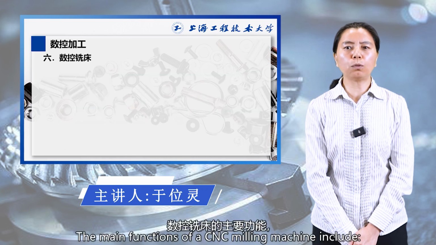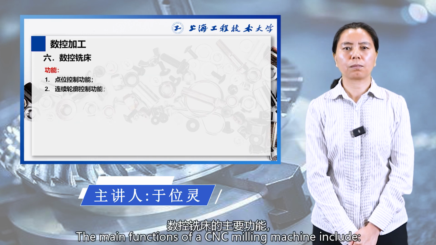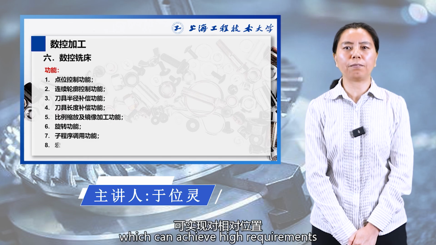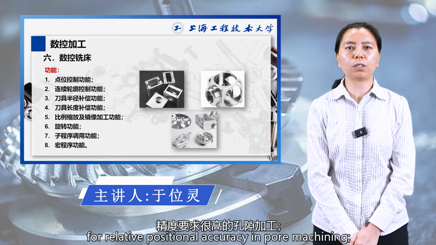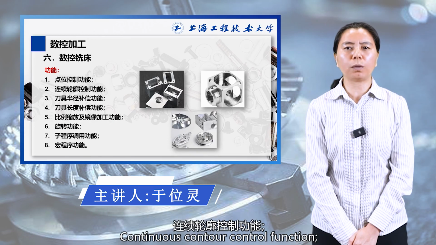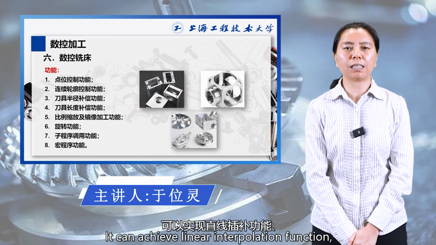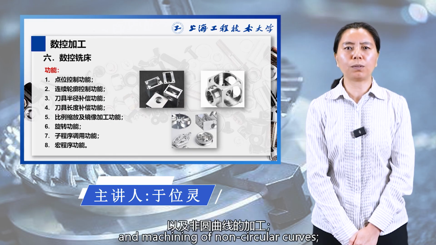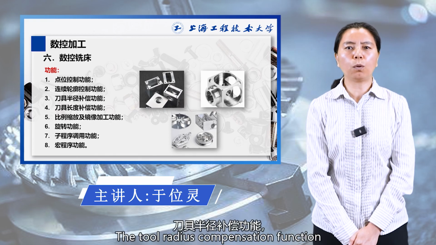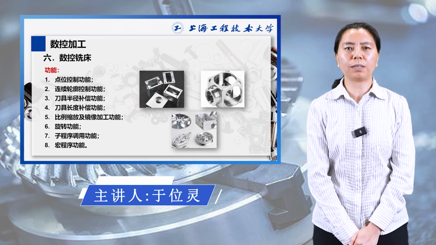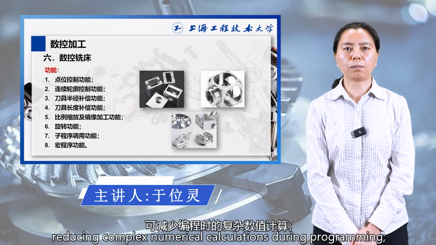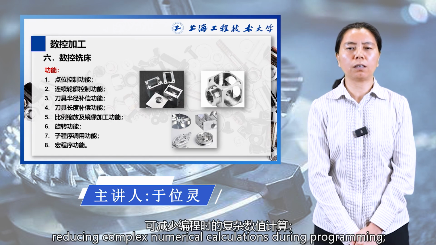milling machines. The main functions of a CNC milling machine include the point control function, which can achieve high requirements for relative positional accuracy in pole machining, and the continuous control function. It can achieve linear interpolation function, circular interpolation function, and the machining of non-circular curves. The tool radius compensation function eliminates the need to consider the actual radius size of the tool used, reducing complex numerical calculations during programming.